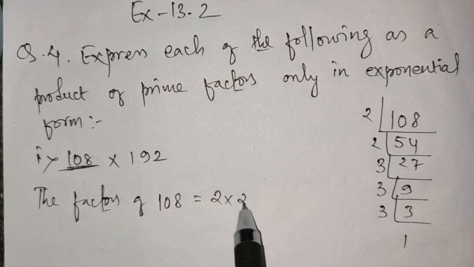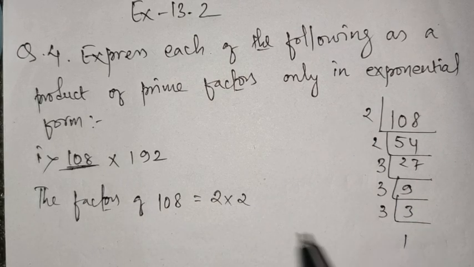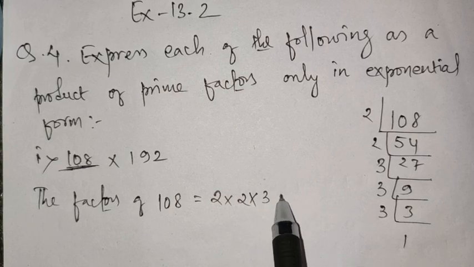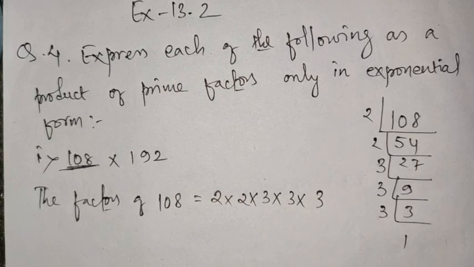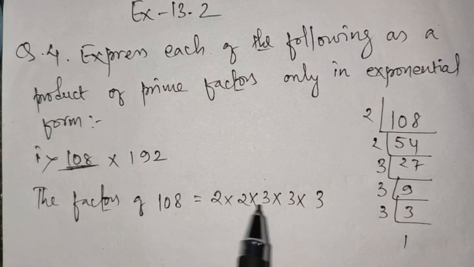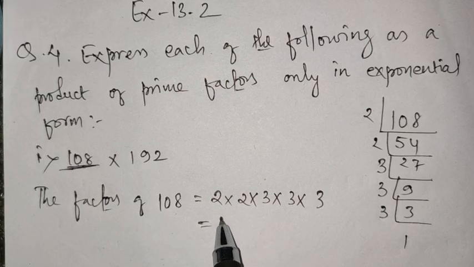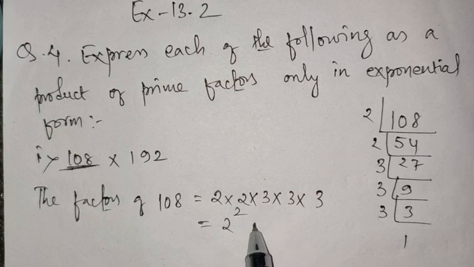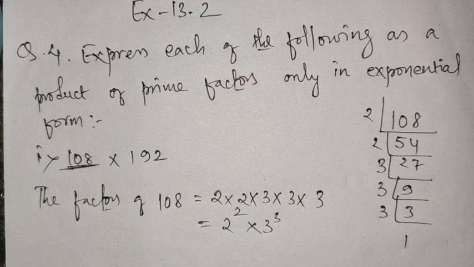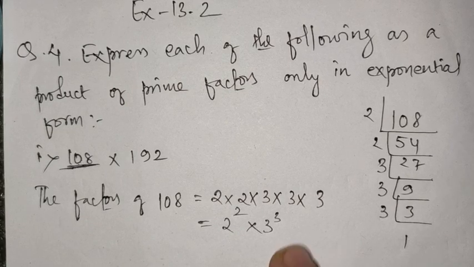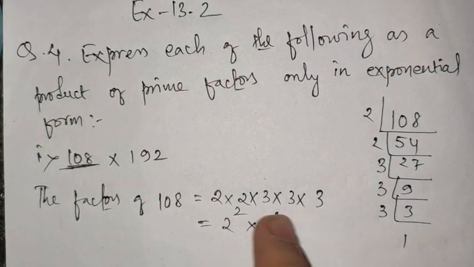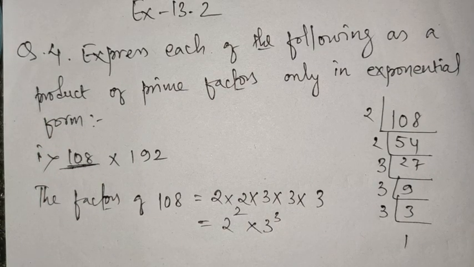So 2 into 2, right? 3 times 3 is there, so 3 into 3 into 3. So these are your prime factors. How many times is 2 there? 2 times, and 3 three times. So you will write like this. As you have to convert this into the exponential form, I have converted it into exponential form.